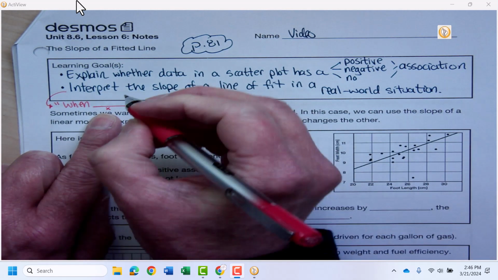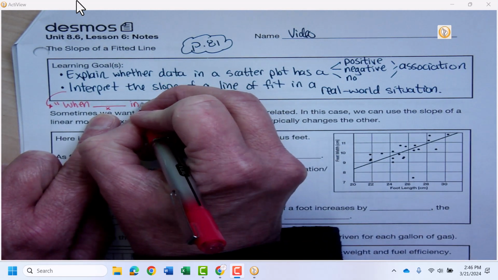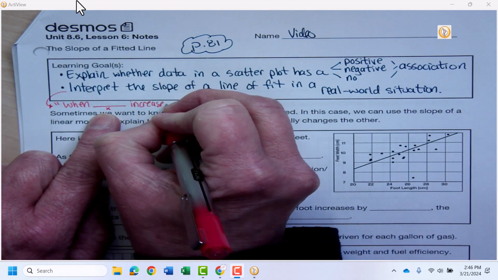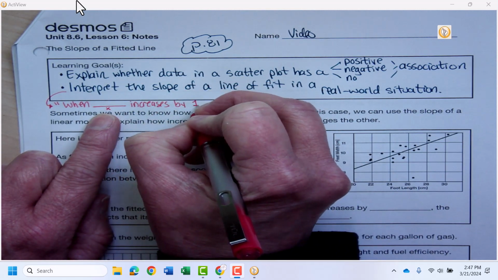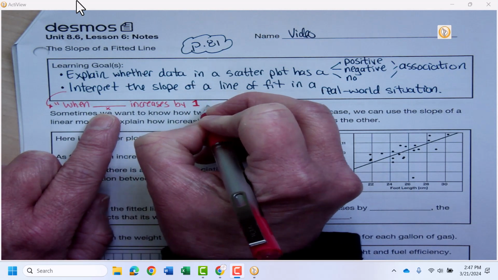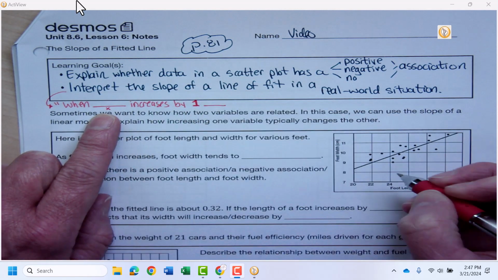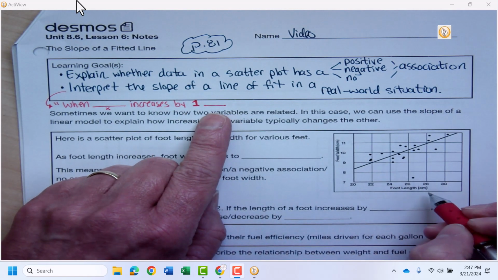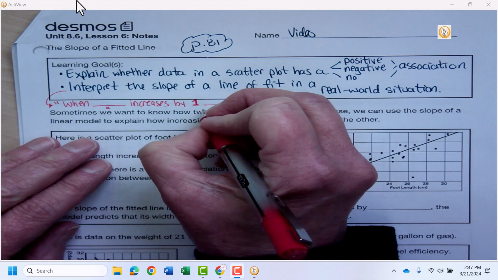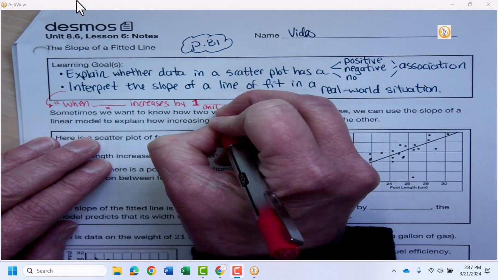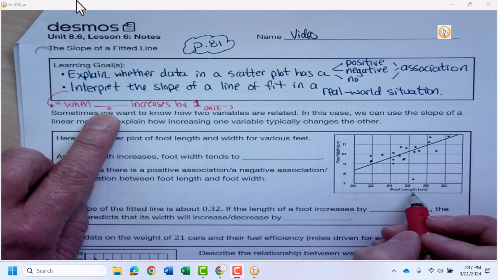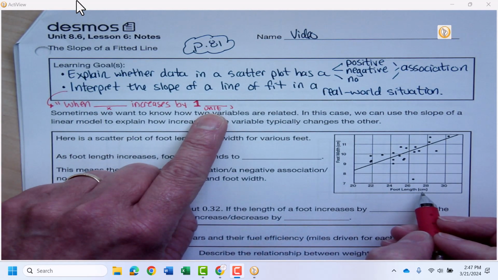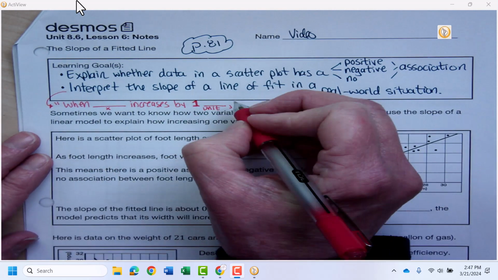When foot length or blank increases by 1 unit, this number is always going to be 1. And this is whatever the unit of measure is. In this case, it would be centimeters. So that's what we're going to say about x. When the foot length increases by 1 centimeter, when x increases by 1 unit, and now we're going to switch to talking about y.